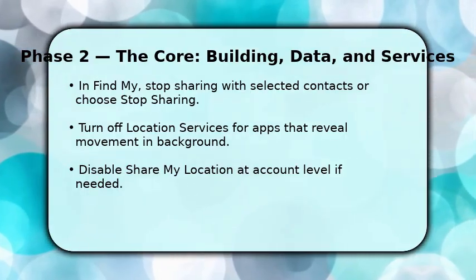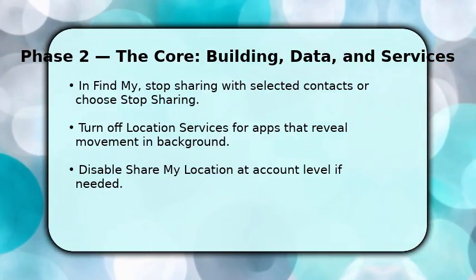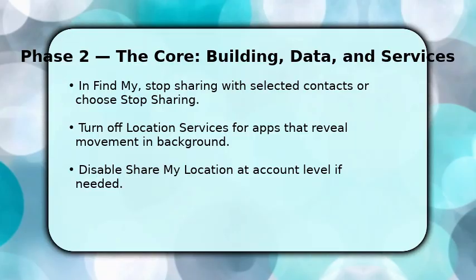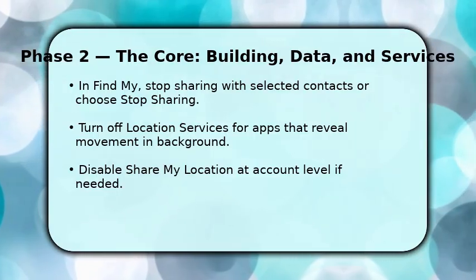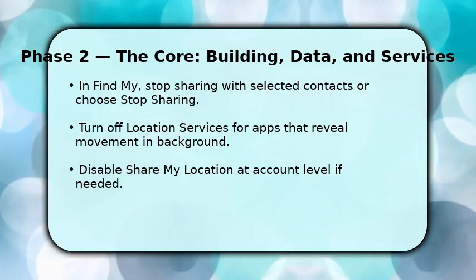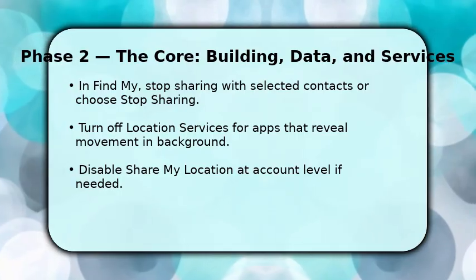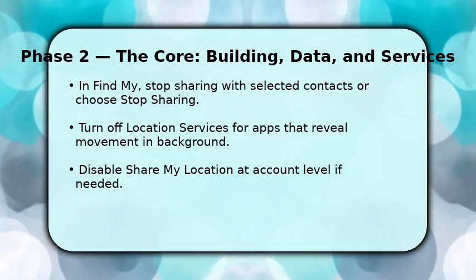Then, return to Settings, Privacy, Location Services, and toggle off apps that track you in the background, which reduces accidental reveals. If you want a full cut, disable Share My Location at the top of Find My. Once turned off at the account level, location updates stop across devices tied to that Apple ID.